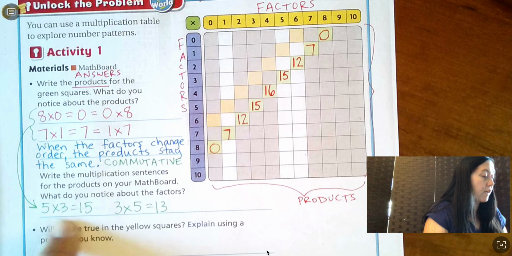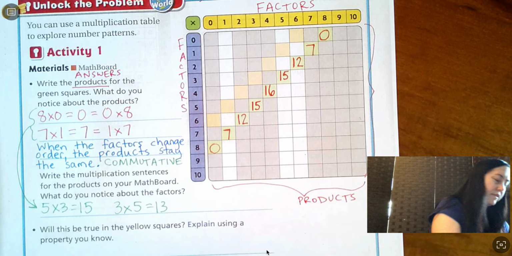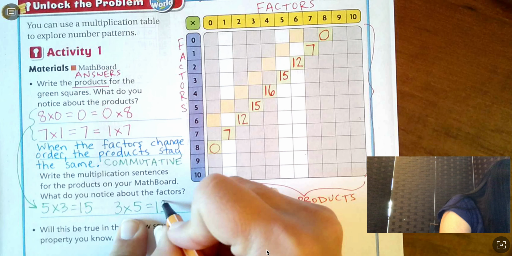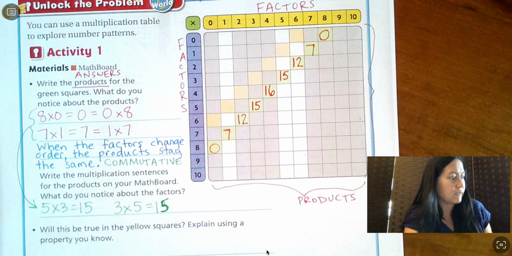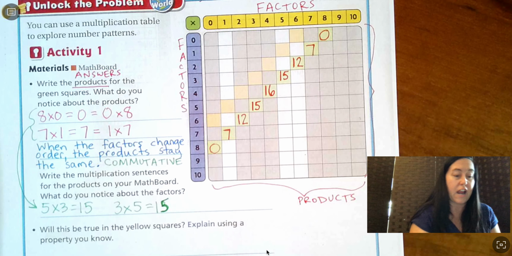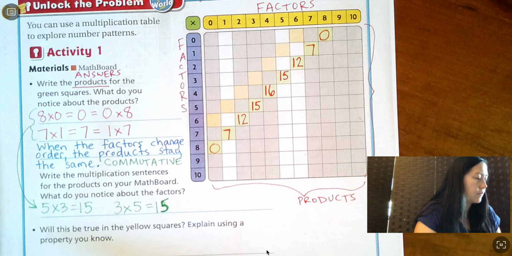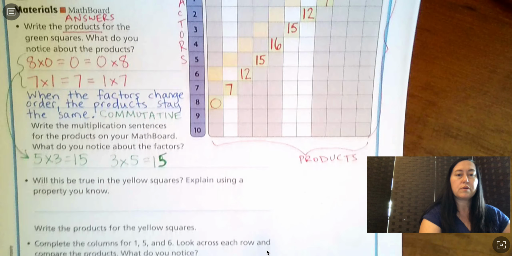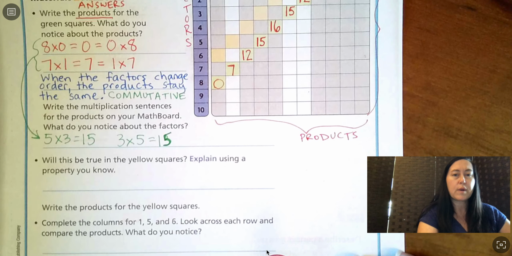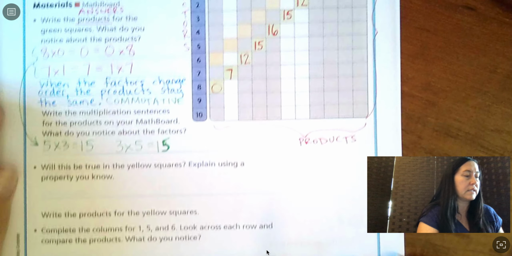But you can see 5 times 3 equals 15. Oh, and as I read again, I messed up, Mrs. Findlay. It's so great when you make a mistake on a video, right? It's there forever. So that's what we notice, right? We notice that commutative property. So do you think this will be true when we get to the yellow squares? Let's take a look at the yellow squares. Let's try to fill those in.